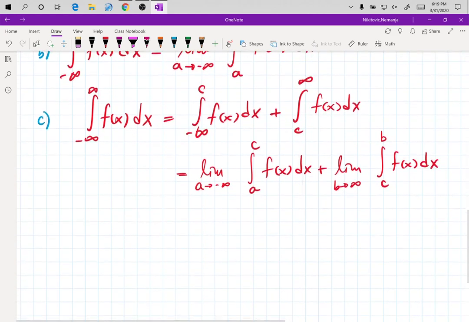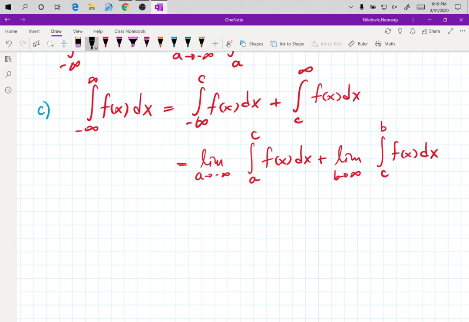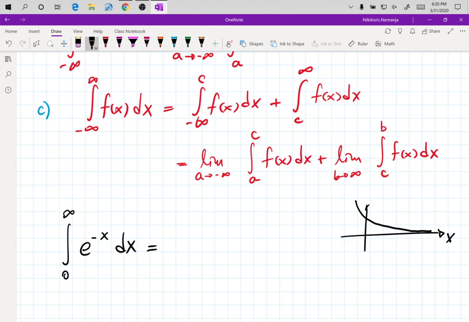Cool. So now let's take a look at that e to the x situation we had. So let's say the integral from 0 to infinity of e to the negative x dx, right? We have seen the graph, right? We know what it means. It's a decay. Decay means the value will never go away.